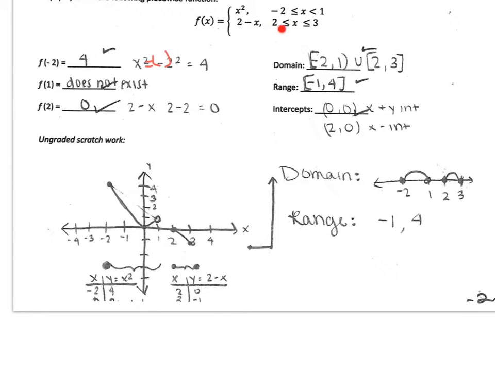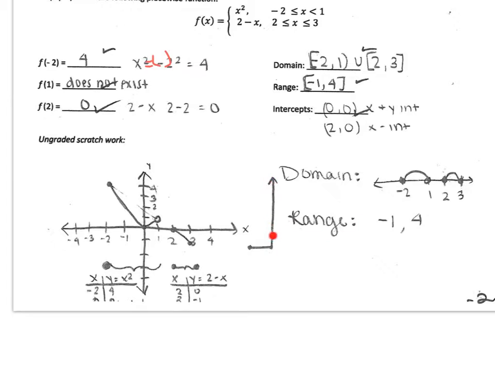The next interval, 2 to 3, including the endpoints. And so from 2 to 3, it's a line, 2 minus x. So you need two x values. Pick the endpoints, because those are the points you're going to connect to get the y values, and then just connect them. We do that because now we can do the range.